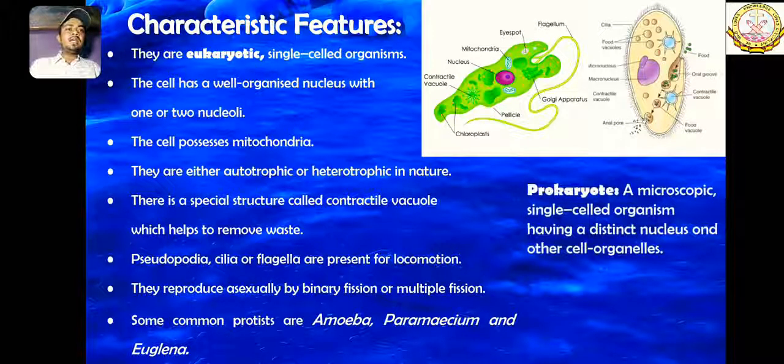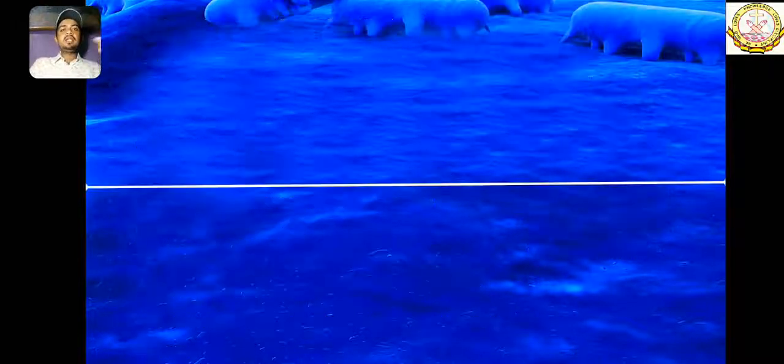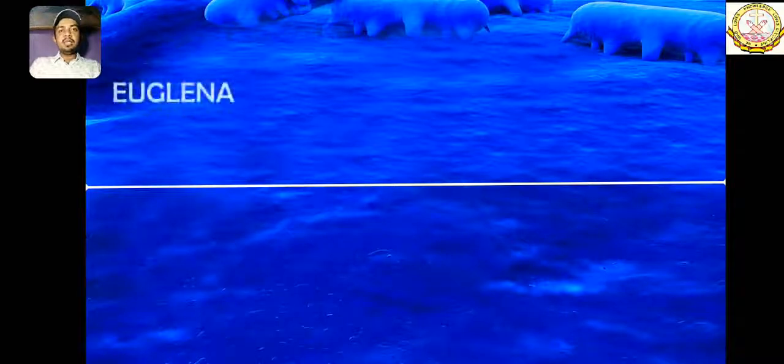Protists are microscopic single-celled organisms having a distinct nucleus and cell organelles. Those microscopic single-celled organisms which have a distinct nucleus that can be identified very clearly, and other distinct cell organelles, are kept under this category, which is Protista. Let's move further and see these organisms in detail.